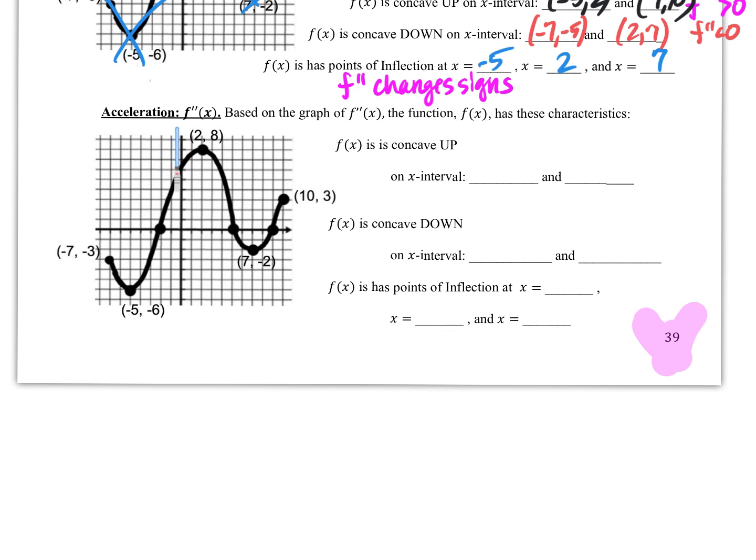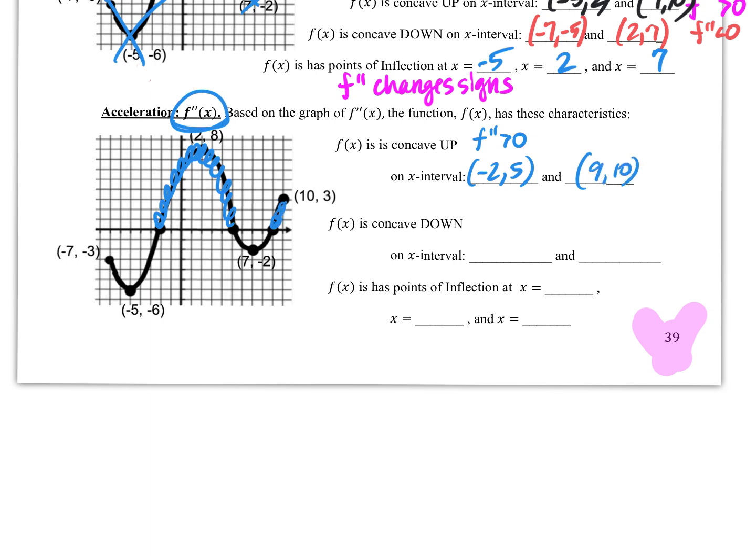From an f double prime graph, all we can really talk about is concavity and the points of inflection. My function is concave up when my second derivative is positive. If this is a second derivative graph, where is it positive? Anywhere above the x-axis. You're saying from negative 2 to 5 and 9 to 10.